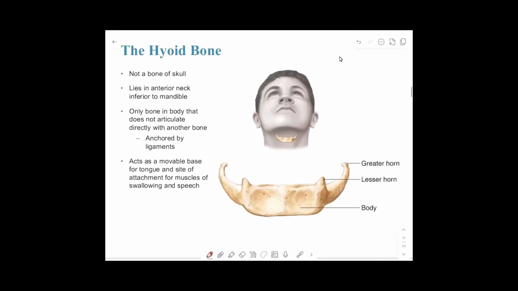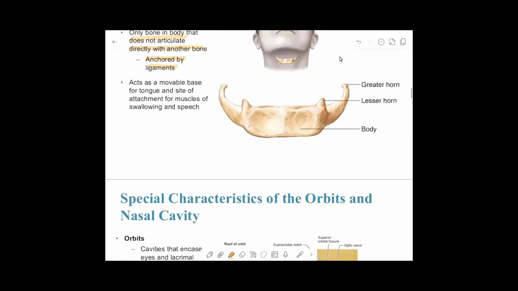The next bone is not a bone of the skull. It's called the hyoid bone. It lies in the anterior neck inferior to the mandible, so you can't palpate it unless you almost choke yourself, so please don't do that. It's the only bone in the body that does not articulate directly with another bone, so it's anchored by ligaments. It acts as a movable base for the tongue and a site for attachment for muscles of swallowing and speech. If a medical examiner discovers that this bone is broken, it's possible that there was a suicide or a hanging that had occurred.